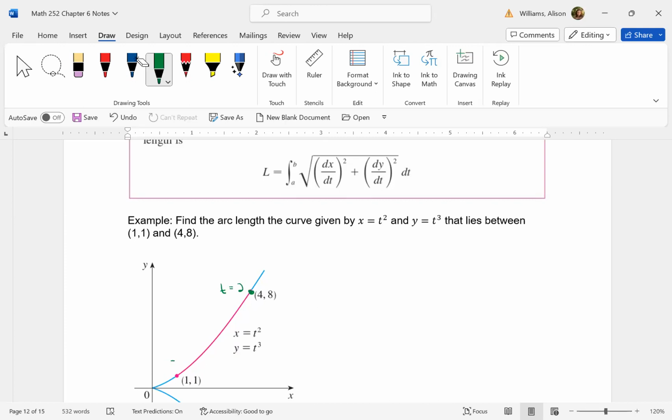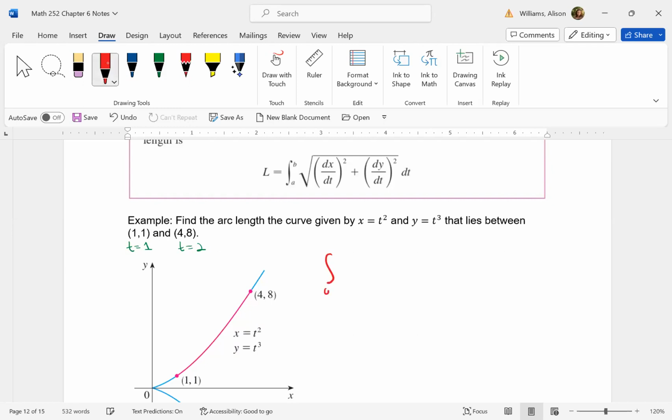Okay, let me erase stuff that I just put here. And let's go ahead and find the arc length for this specific example between (1, 1) and (4, 8). Now, actually, I just kind of solved a problem there for us. I figured out that at (1, 1), t is equal to 1, and at (4, 8), t equals 2. And that's going to be useful for setting up my integral because a and b is based on t.